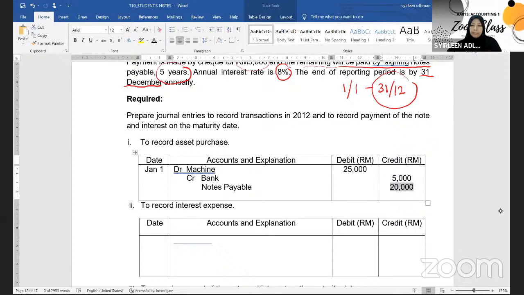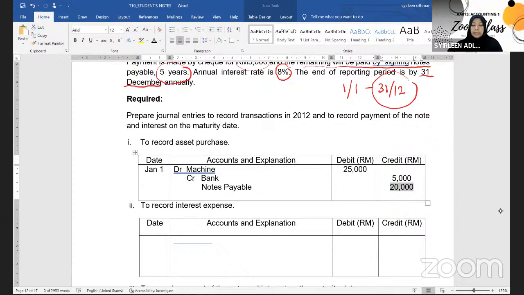Have I made any payments for the interest? Nope. Kita tidak akan buat sebarang bayaran untuk interest sehingga kita capai tempoh matang. Once you reach the maturity date, you are going to disburse your notes payable. Okay, that means payment will be made to clear your principal, and at the same time, you are going to pay for your interest expense as well.